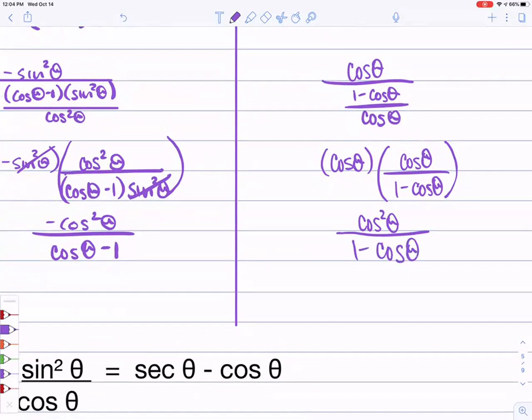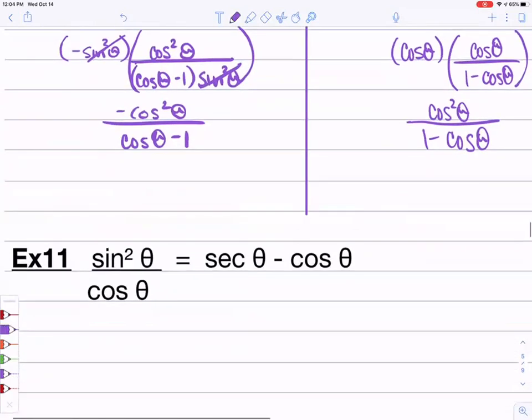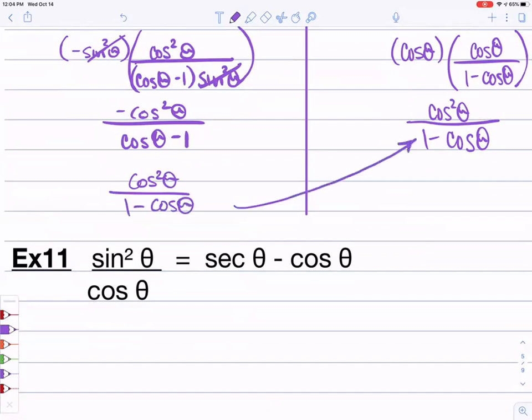Okay, they're not identical, but it's within reach. What's the only thing I need to do to change it? Yeah, move that negative to the bottom. This guy over here, let's take that negative and move it down to the bottom. When you move the negative to the bottom, that'll be a cosine squared on top and a 1 minus cosine on bottom. Oh, they're the same.